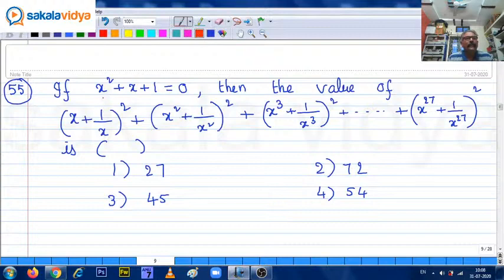See, x square plus x plus 1 is equal to 0. Then we need to find the value of (x plus 1 by x) whole square plus (x square plus 1 by x square) whole square plus (x cube plus 1 by x cube) whole square plus and so on plus (x to the power of 27 plus 1 by x to the power of 27) whole square. This question is very important. Let us try.